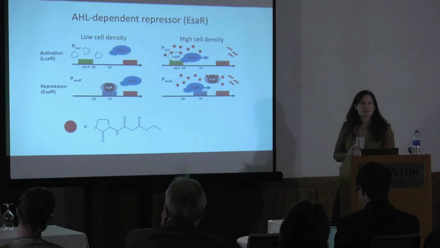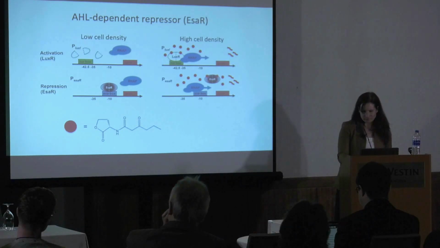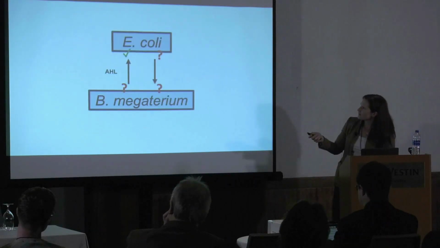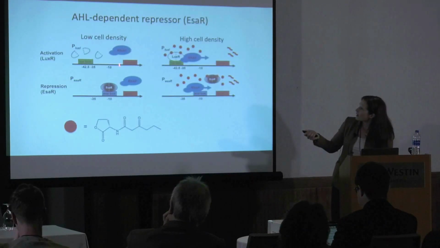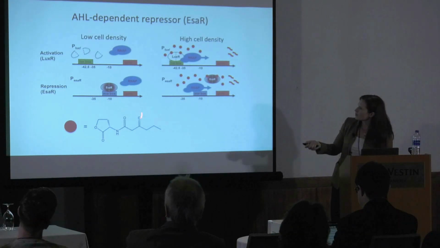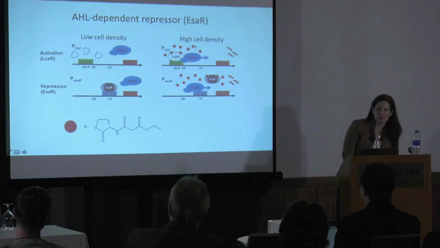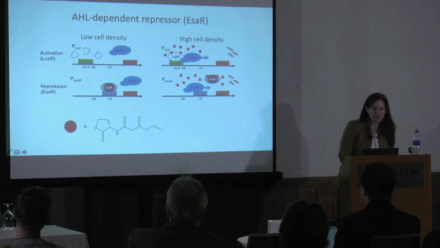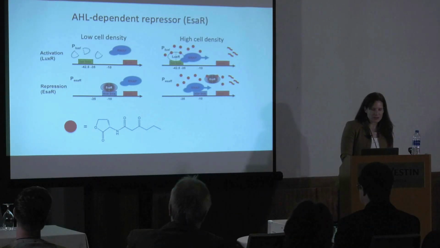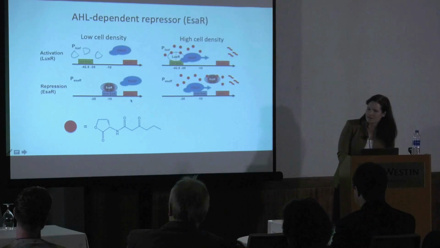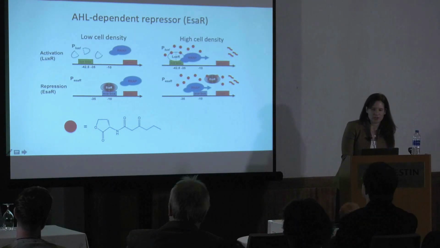In these types of systems, you essentially have two different behaviors. At low cell density, we have no gene expression. The cells produce this small molecule and it accumulates as you get to higher cell density. This molecule is recognized and you turn on gene expression. My group started working with an analogous protein, which is ESA-R. In this case, ESA-R blocks transcription here. You add the same molecule and you turn on gene expression.